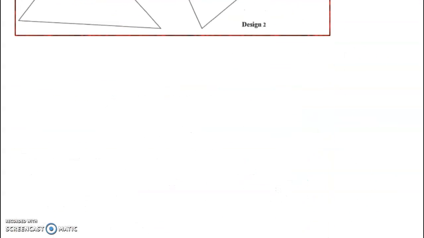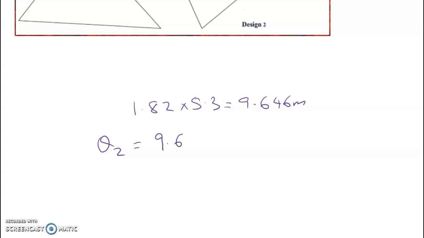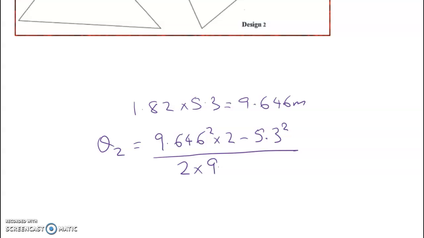So for triangle 2, we have 1.82 times 5.3 gave me 9.646 meters, and theta 2 came from the cosine rule again. And as you're doing this, you should be getting a feel that everything is just somehow being times-ed through, so the angles are not changing, right? The lengths are all in proportion to each other, so the angle at the center of the circle hasn't changed. Now that again gives me 0.84905.